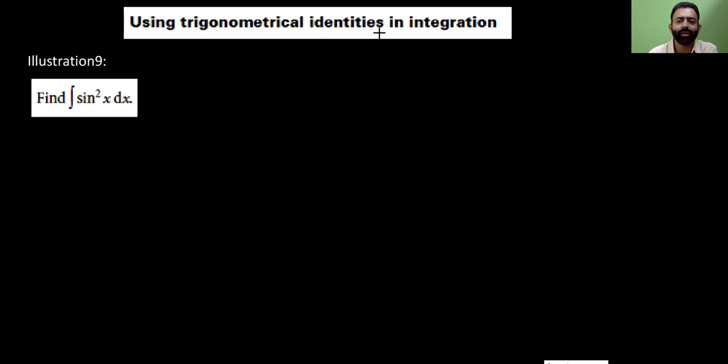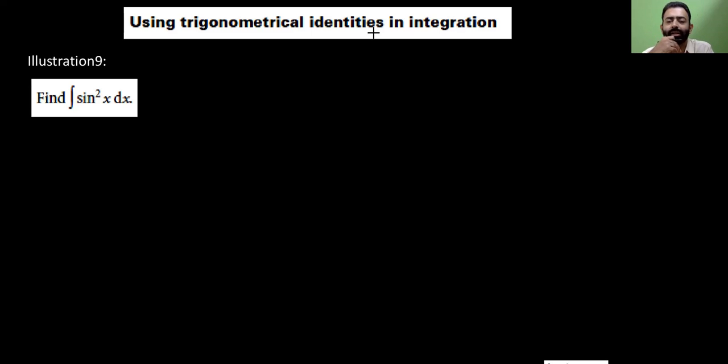Using trigonometrical identities in integration. Now we know that in the trigonometry chapter we have learned some basic identities. In A level, we are using the properties or identities that we have learned in AS level, which means sin square theta plus cos square theta is equal to 1. That is a basic identity.